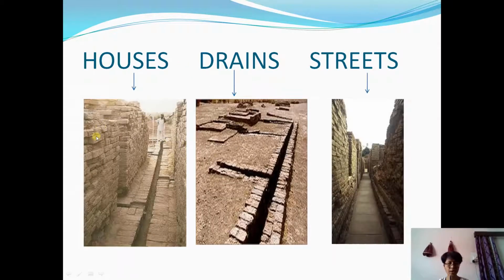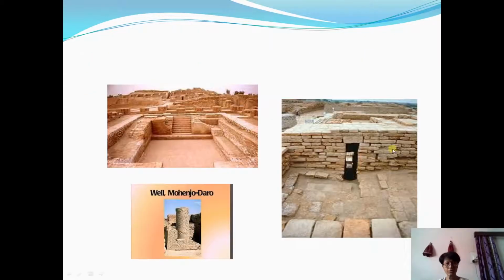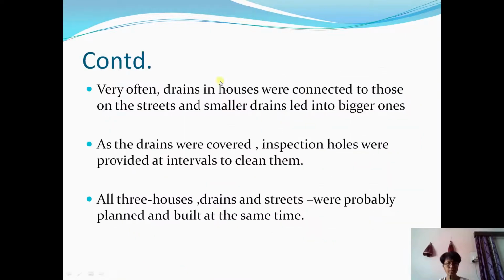I'm showing some houses. You see, these are the houses and drains that were there. These are the drains which were connected with the buildings. And these are the streets. I'm showing some pictures of the street also. During that period, the well was also like that. You see, these are the wells, and this is the bathing area, and this is another bathing area which was outside the main house.